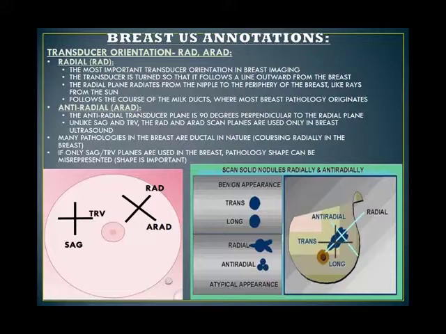In some places, these radial and anti-radial planes overlap with sagittal and transverse. Like here at this more inner part of the breast, this is almost like a sagittal plane even though it's also anti-radial. And this is almost like a transverse plane even though it's a radial plane. So there is some overlap between them.